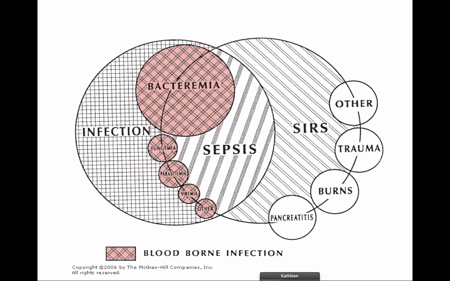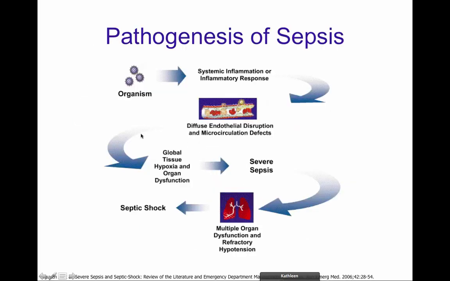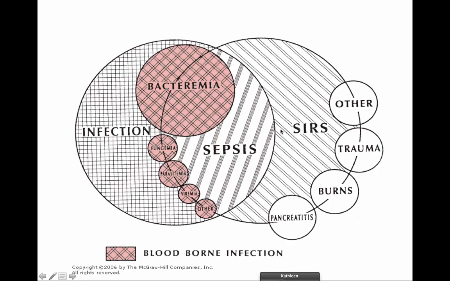Bloodborne infection, these are some examples of, as a you have sepsis, infection, SARS, and these are some of the causes. And these are some of the infections: fungal, could be a virus, could be bacterial, and how they all overlap.